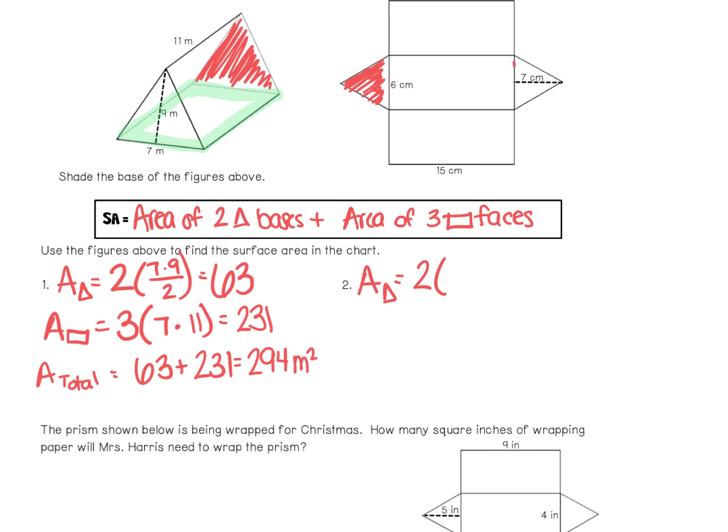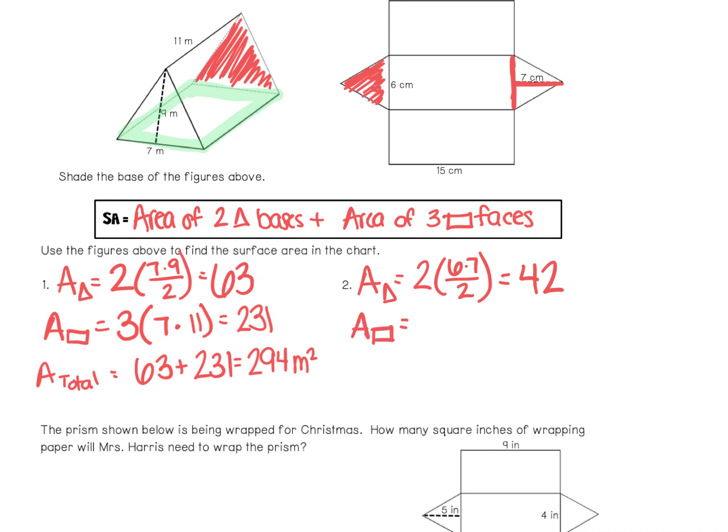6 and 7, yep, so it's got a base of 6. There's our right angle, 7. So 6 times 7 divided by 2 is the area of a triangle. But then I'm multiplying by 2 because there's 2 of them, so that piece cancels out, leaving us with 42, right?